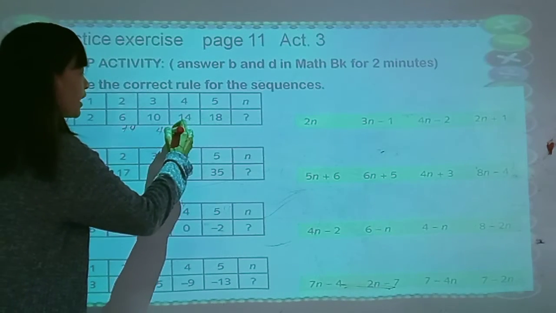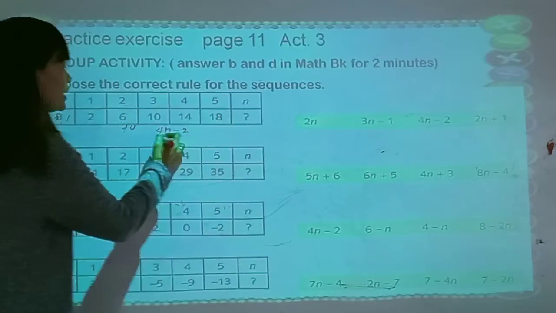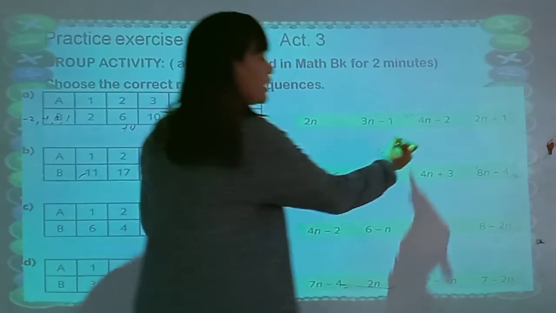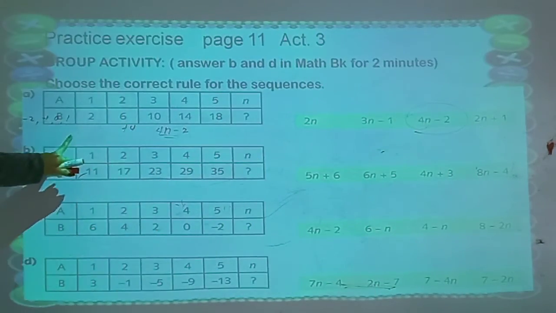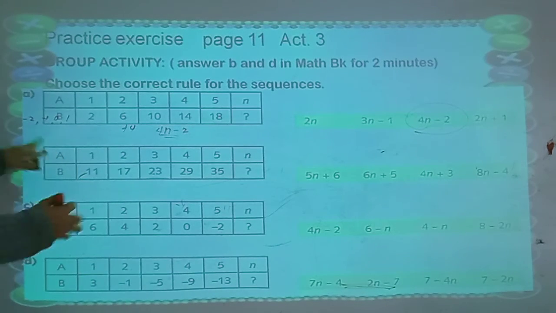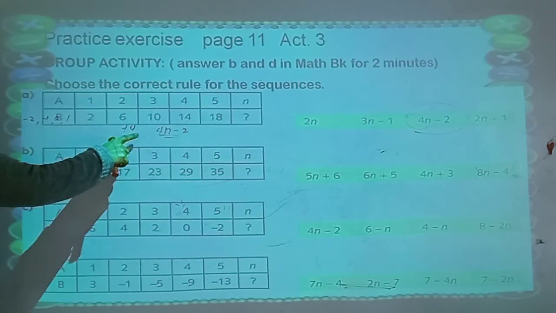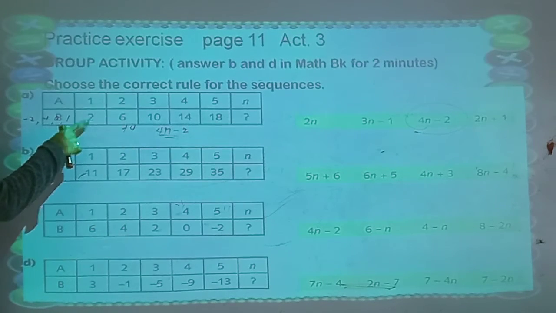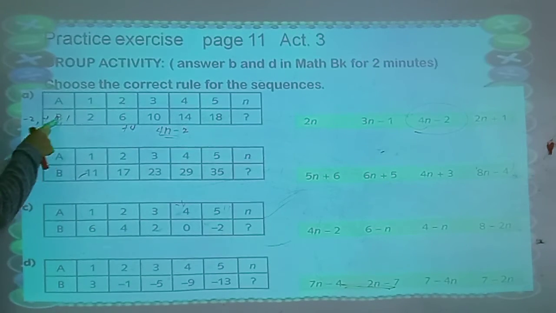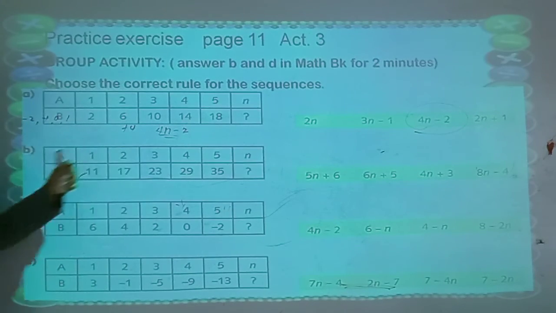So therefore, class, where is the formula? We have 4n minus 2. So the correct answer is 4n minus 2. Can you understand? Again, how did we get negative 2? Since we are going to add plus 4, and the previous number of 2 is 1, 0, negative 1, and negative 2. Therefore, the formula is 4n minus 2.